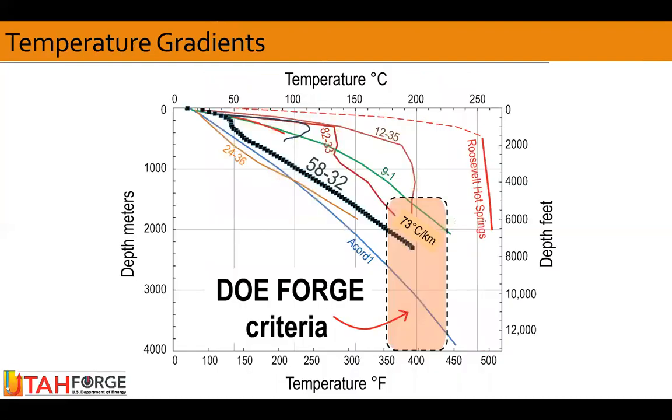This slide summarizes temperature gradient data collected from deep drilled wells. Hydrothermal convection is represented by the profile over here that is labeled Roosevelt Hot Springs. This is based on downhole temperature gradients measured in production wells that feed the Blundell power plant.